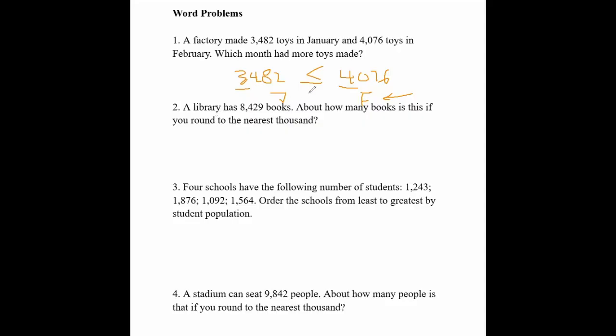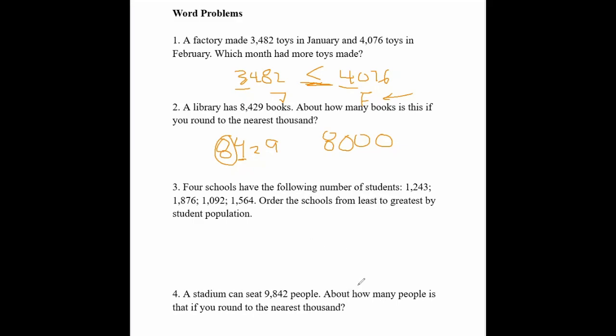A library has 8,429 books. About how many books is this if you round to the nearest thousand? So 8,429 books. You're rounding to the nearest thousand, and the number next to it is a 4. 4 is less than or equal to 4, so you round down, which is 8,000. There are about 8,000 books.